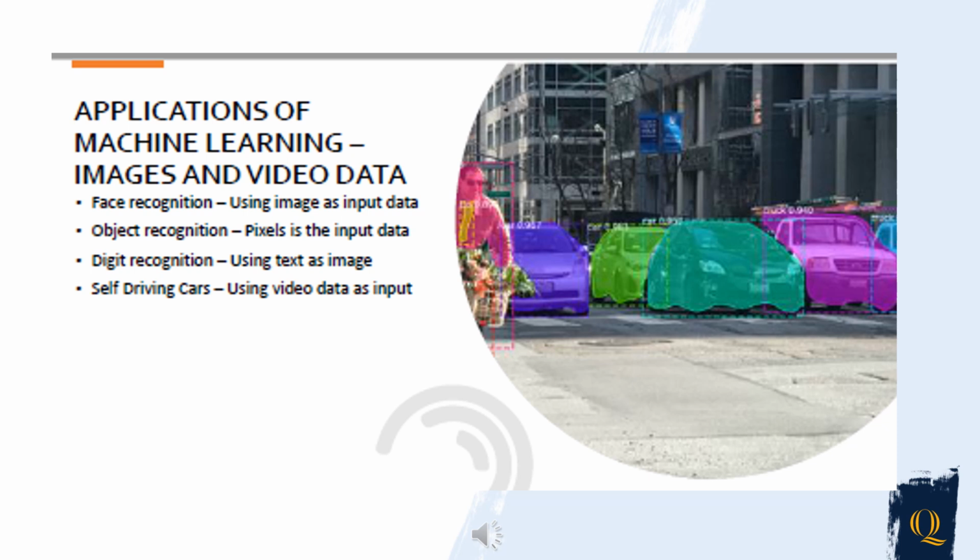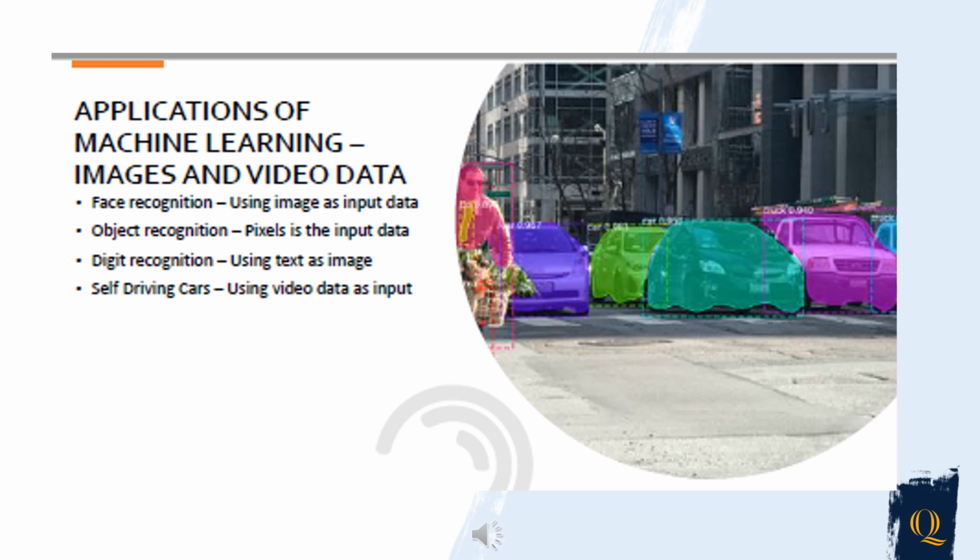Now let's talk about digit recognition, another essential application where machine learning models interpret handwritten text or characters. This has been particularly useful for digitizing handwritten forms, automating check processing, or even improving optical character recognition systems that convert images of text into machine-readable data.